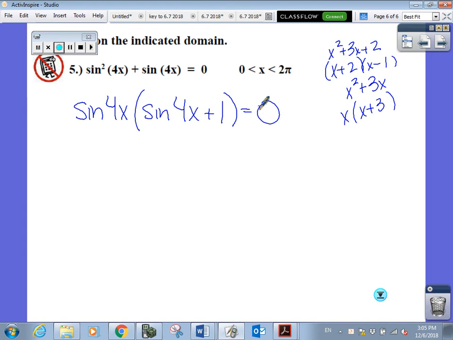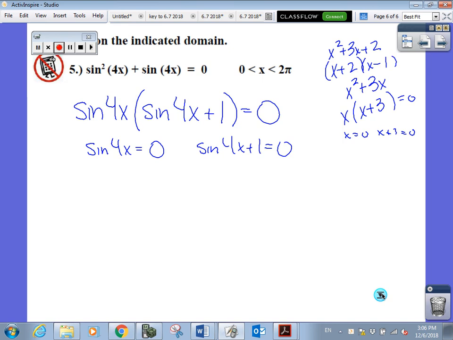I'm just rewriting it. So now you have your two, just like over here. If I set this equal to 0, I could say x equals 0 and x plus 3 equals 0. And I can solve that. This is called the zero product property rule. No such thing as subtracting that 2 and saying the negative 2 product property rule. The sine 4x product property rule, there's no such thing as that. So now I can say sine 4x equals 0 and sine 4x plus 1 equals 0.